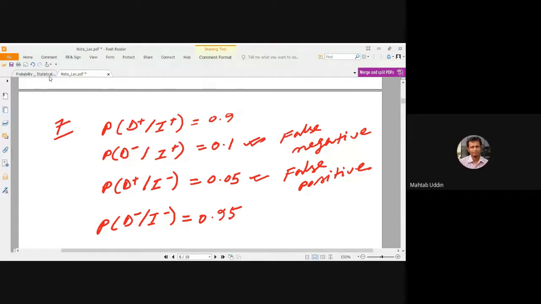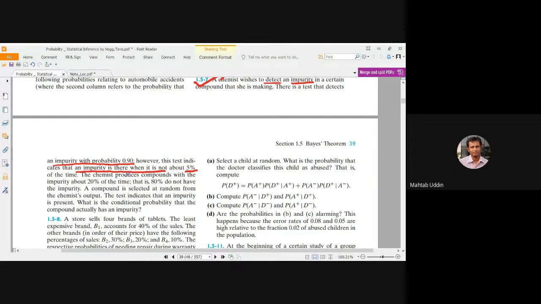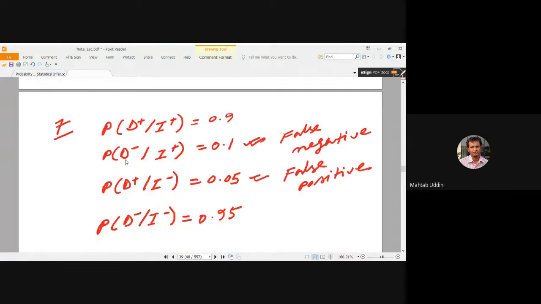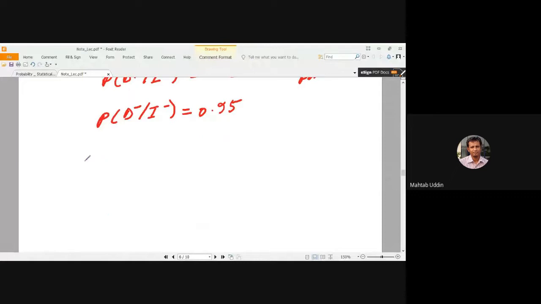Now, what actually is the impurity? The chemist produces a compound with impurity. Actual impurity 20%. So there is no impurity 80%. So the probability of impurity is 20%, 0.2, and the probability of no impurity is 0.8. Okay.